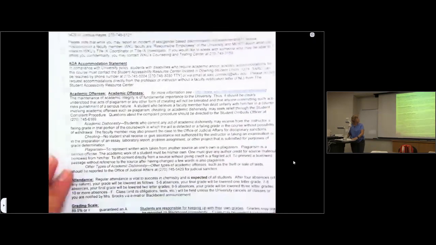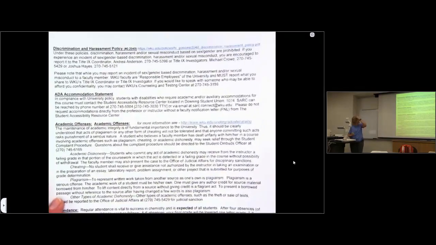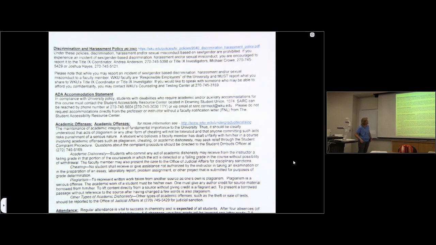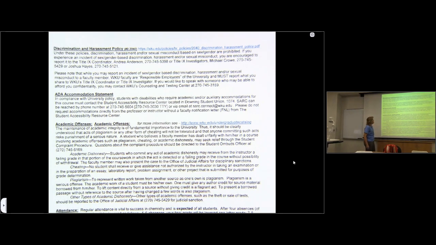All right, the next couple of comments here are basically some things that the university requires us to put up, and that is the discrimination and harassment policy as well as students with disabilities. If you have a disability, you need to let me see your letter of accommodation if you want me to accommodate you. And then there is this long blurb on cheating.